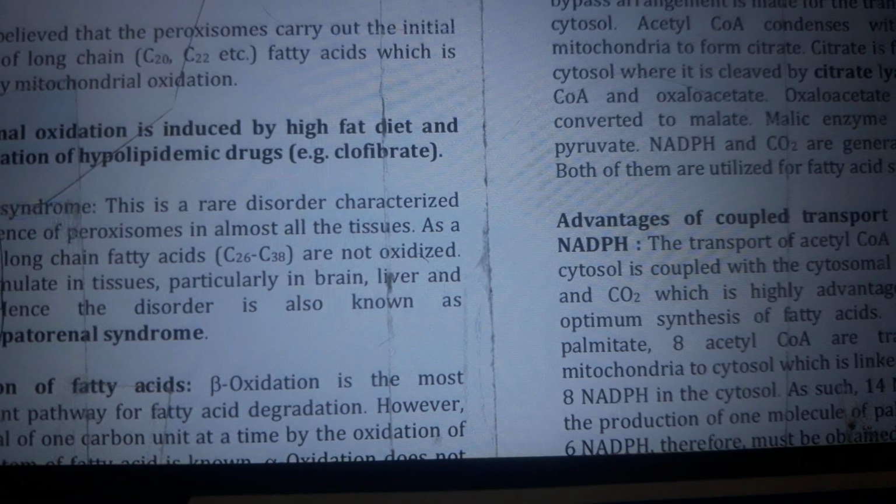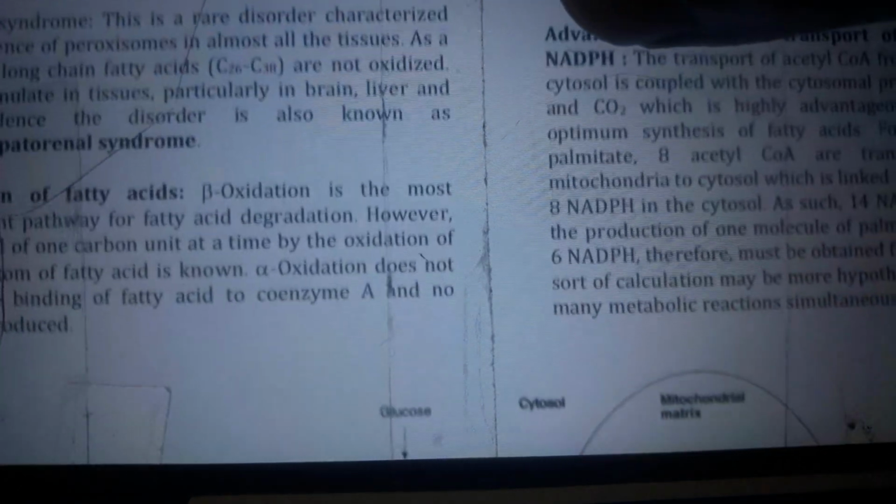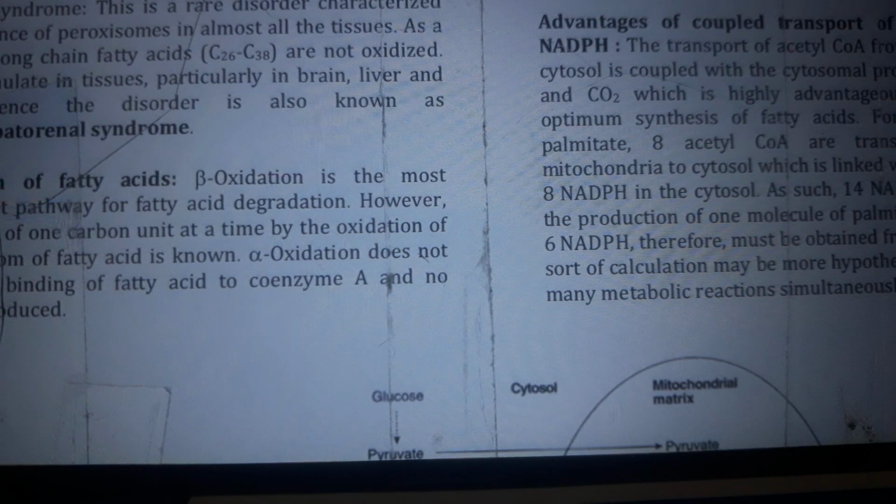It is not believed that the peroxisomes carry out the initial oxidation of long-chain C20, C22, etc. fatty acids, which is followed by mitochondrial oxidation. Peroxisomal oxidation is induced by a high-fat diet and administration of hyperlipidemic drugs, for example clofibrate.